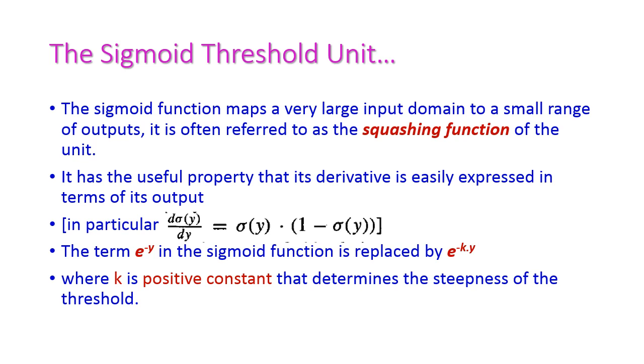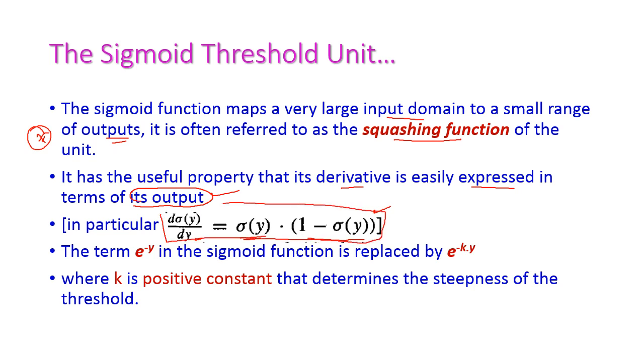Here the sigmoid function maps a very large input domain to a very small output range, which is otherwise called a squashing function. It has a useful property that its derivative is easily expressed in terms of its output, that is, the differentiation of sigma of y with respect to y is equal to sigma of y into 1 minus sigma y. Here e power minus y in the sigmoid function is replaced by e power minus k into y, where k is some positive constant value that is used to determine the steepness of the threshold.